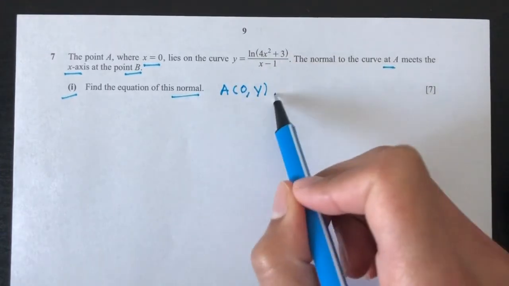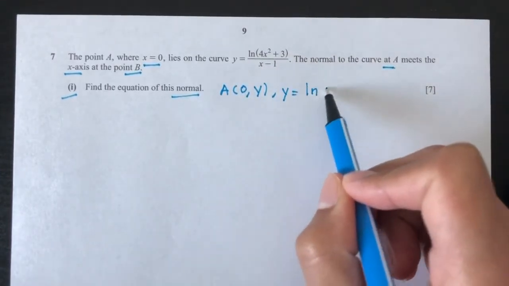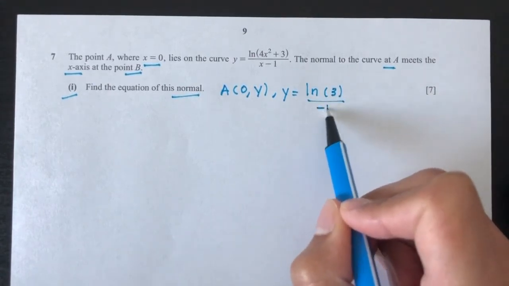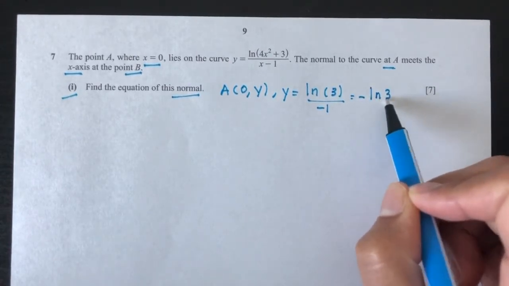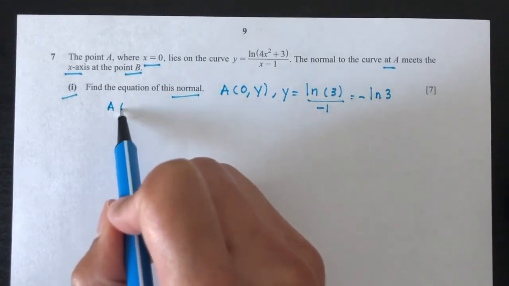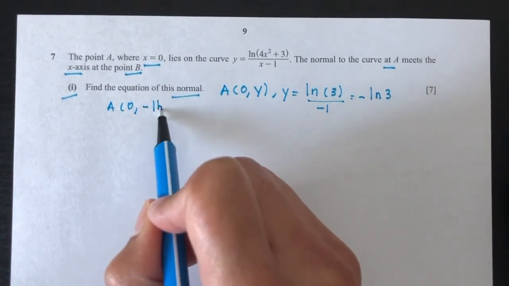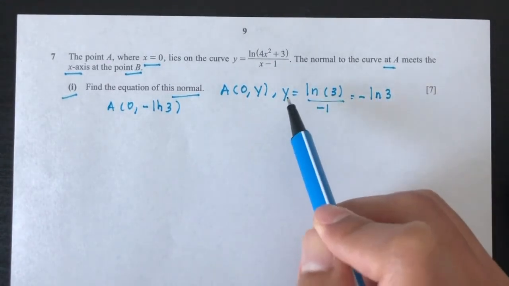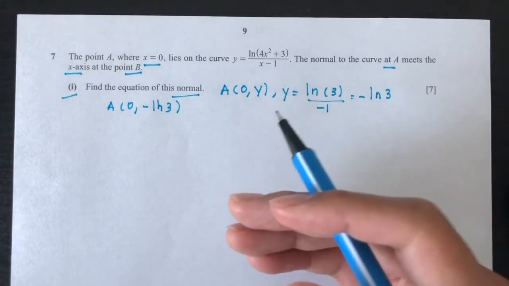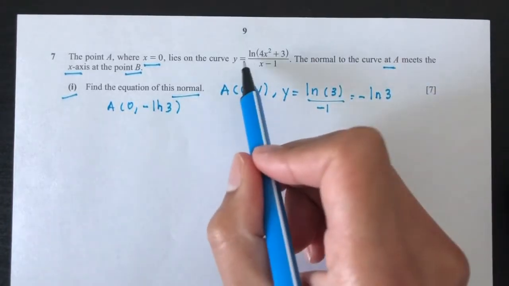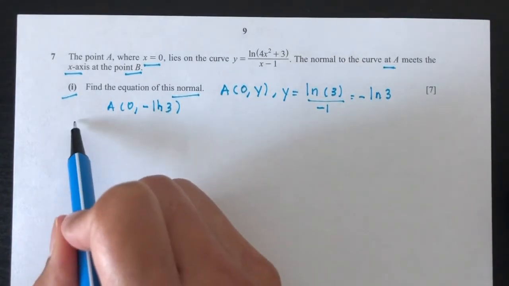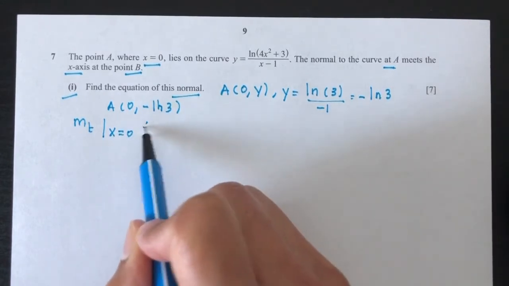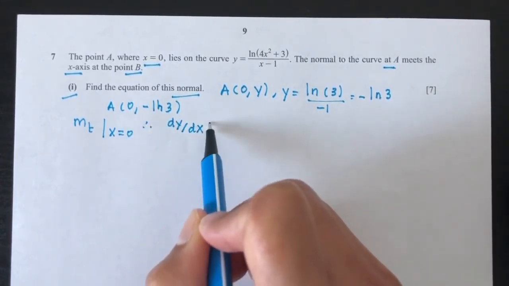So replace x, let's see what is y. That will be ln, 4 times 0 is 0, that will be 3, over minus 1, which is minus ln 3. So your point A is equal to 0, minus ln 3. Okay, that is your point A. Now to find the equation of a line, we have to find the normal, right? So we have to find the gradient. Okay, so first let's find the gradient of the tangent at this point. M of tangent at x equal to 0. So m of tangent is just dy by dx. So let's find dy by dx first.